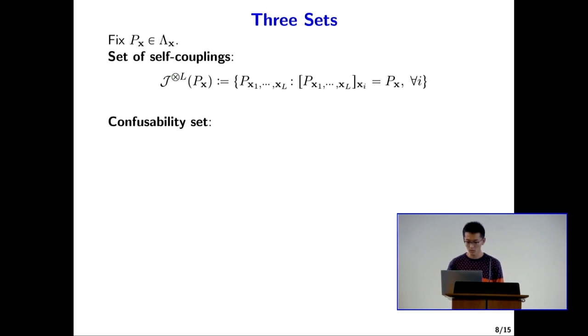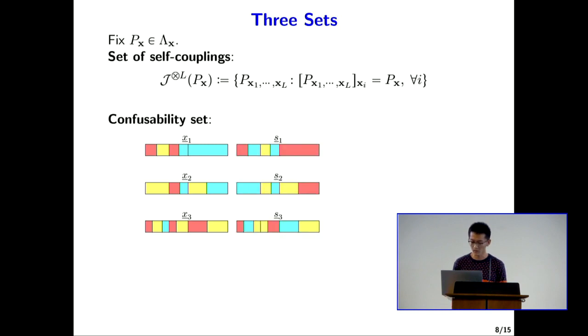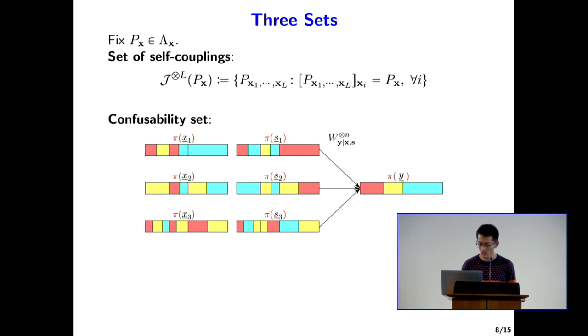The second one is the most crucial one for the theorem. Let's say you have 3 vectors, x1, x2, x3. They are said to be confusable if there are some adversarial noise vectors s1, s2, s3, which send them to the same y under the action of the channel, right? Then they are going to be confusable under this s1, s2, s3. This is also permutation invariant because the channel is component-wise.